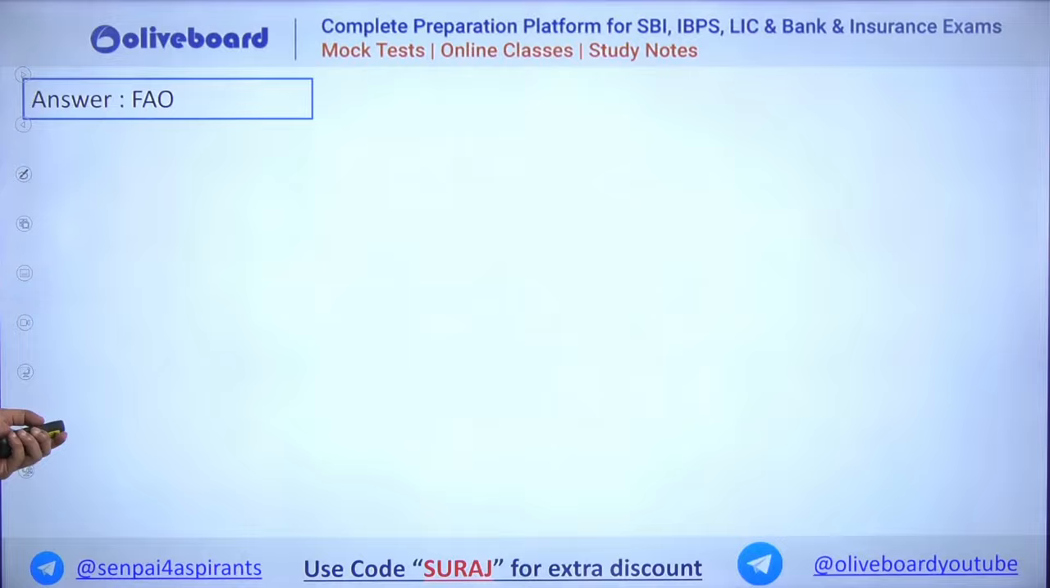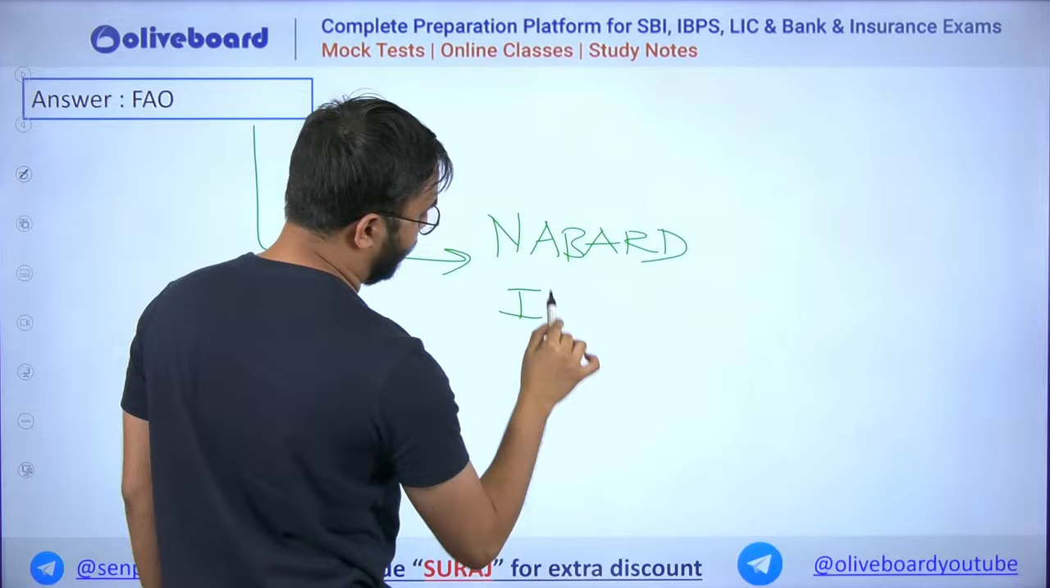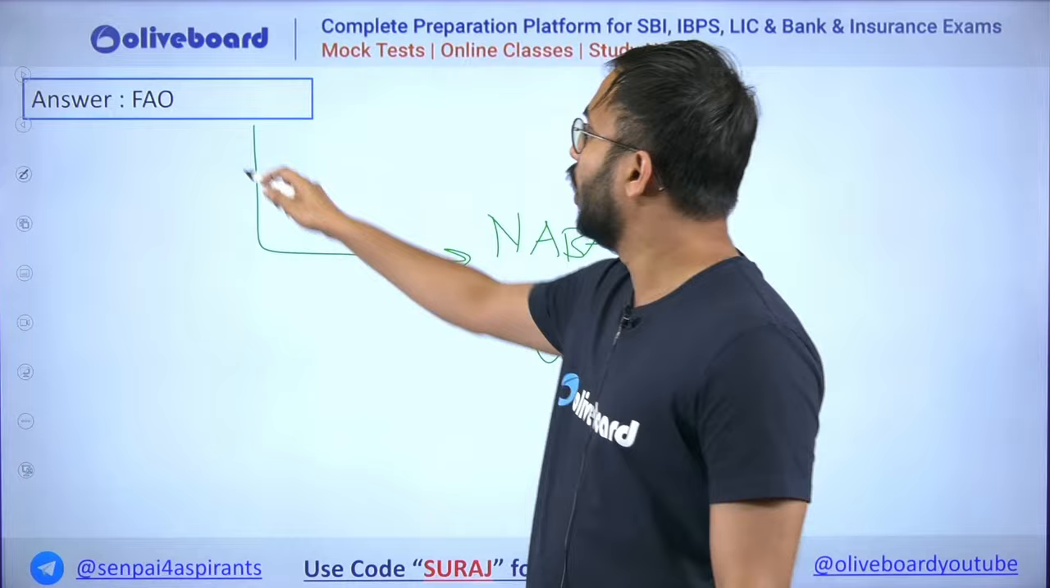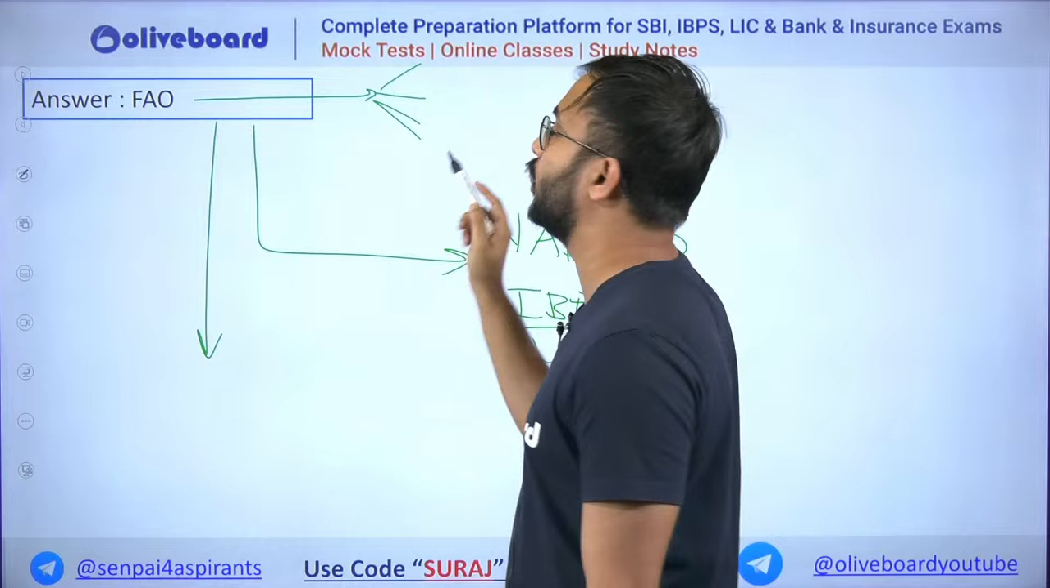Now, one thing I'll tell you, FAO is a very, very favorite organization of NABARD and even of IBPS. Pick out any of NABARD's previous year papers as well as IBPS previous year papers, and you will always find questions related to FAO. Therefore, you should know what reports are given by FAO and what functions are given by FAO. Even in agriculture, FAO has defined various terms related to cropping systems, cropping patterns, agroclimatic zones, etc.